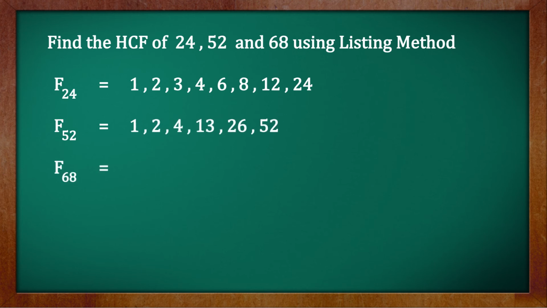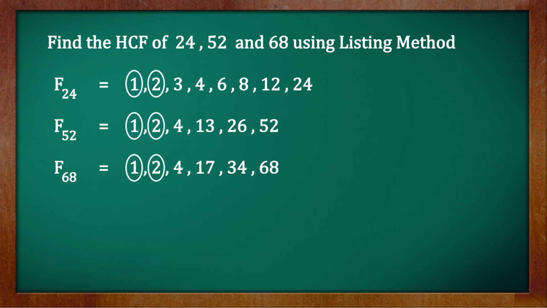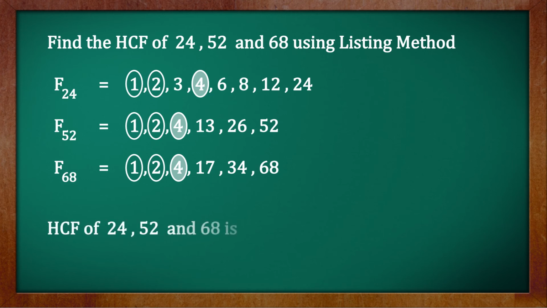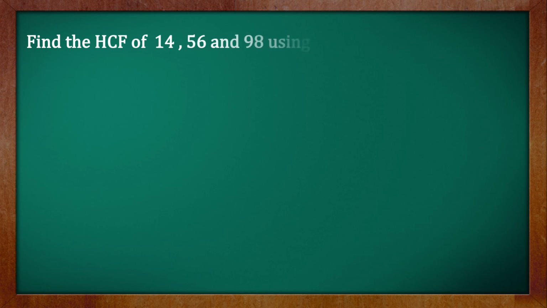F68 is equal to 1, 2, 4, 17, 34 and 68. The common factors of all the three numbers are 1, 2 and 4, out of which 4 is the greatest. The HCF of 24, 52 and 68 is 4. Now, let us find the HCF of 14, 56 and 98 using common division method.